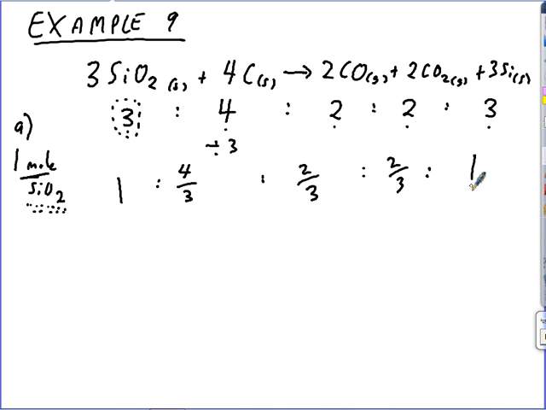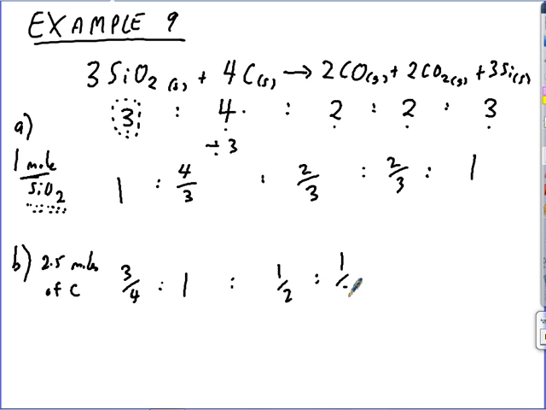Second question for part B, it says, well, what if we haven't got 1 mole of silicon dioxide? What if we've got 2.5 moles of carbon? Well, similar to what we did before, now we want to convert this thing we know. This time it's the carbon we've been told about, so we want to make the carbon the 1 in our ratio first. So what we do first is make carbon 1 in the ratio, so we divide everything by 4 this time. So that means the ratio is now 3/4 as to 1, as to 1/2, as to 1/2, as to 3/4. And it's produced a ratio now where the thing we know about, the carbon we've been getting information about, is the 1 in our ratio.